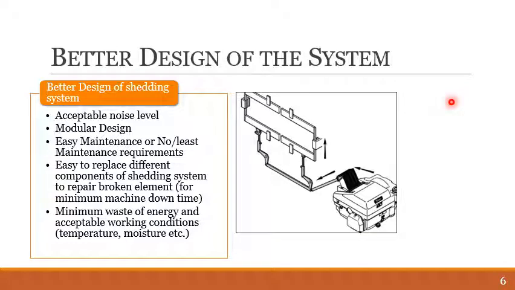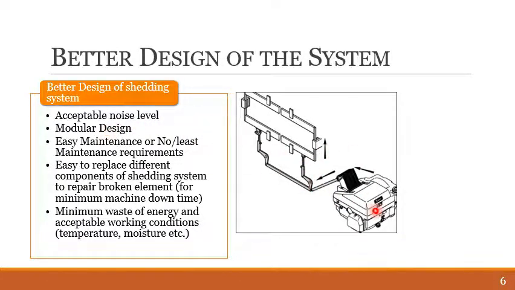In today's lecture, the last slide is about the design of our shading system. A good design of a shading system is a design that produces minimum noise level. You see there are a lot of moving parts in a shading system, so we want unnecessary movement not to be there, and any movement that is there must be controlled in such a way that the noise level is minimum, that does not add to the noise already produced in the weaving shed.